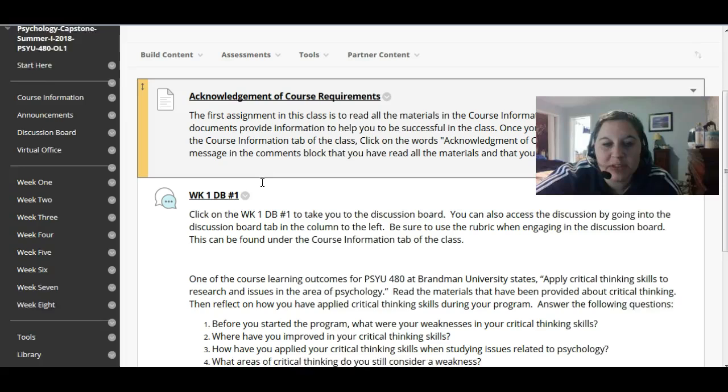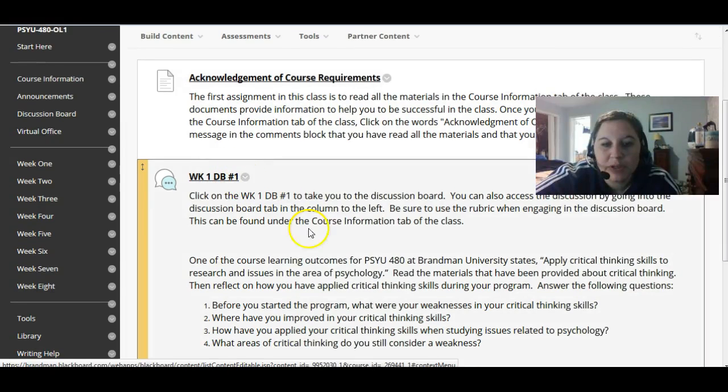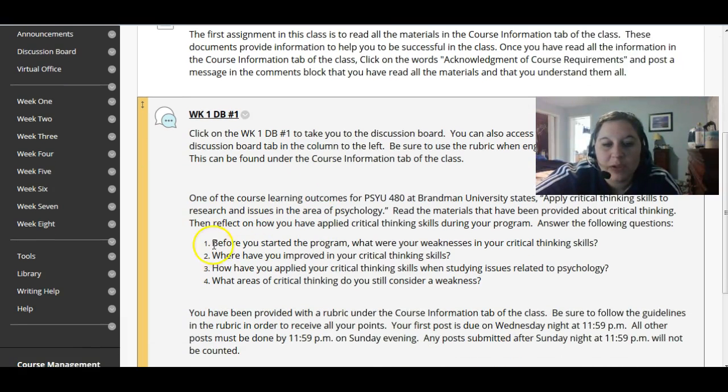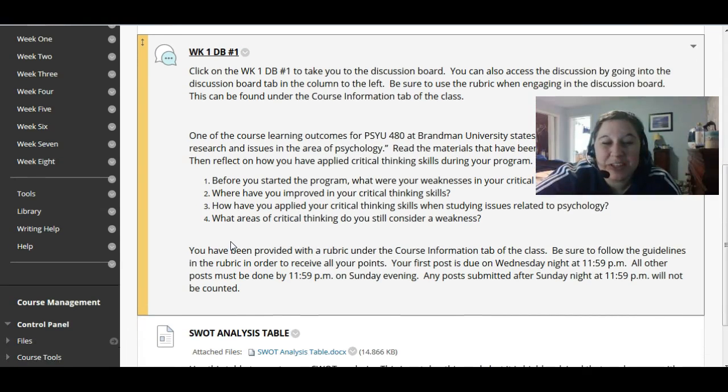The other assignments is the week 1 discussion board. So with this, you're really working on applying critical thinking skills to what you've learned at Bramman. There's 4 different questions that you're to answer for your initial post, which is due Wednesday by midnight. And then you are to respond to at least 3 peers Sunday by midnight. So that might be a little different than your previous classes. 3 peers Sunday by midnight to receive full credit.